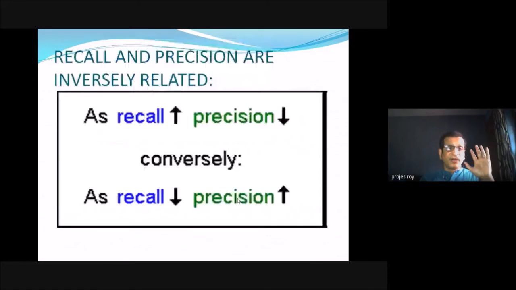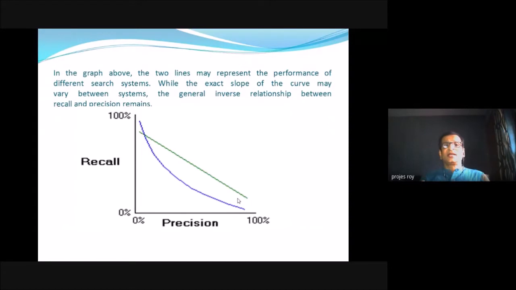Now, if you look at recall and precision, when recall is high, precision is lower. When recall is lower, then precision is high. This is the theory of recall and precision. In this graph, you can understand the two lines that represent the performance of different search systems. While the exact slope of a curve may vary between systems, the general inverse relationship between recall and precision remains. So when recall is 100%, precision is lower. So it's vice versa.